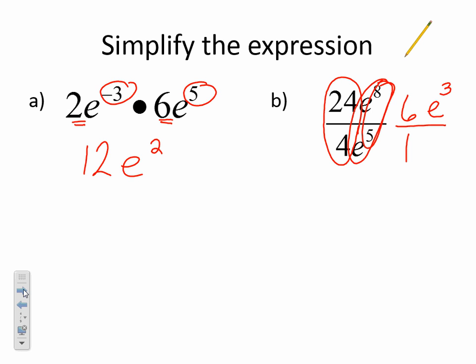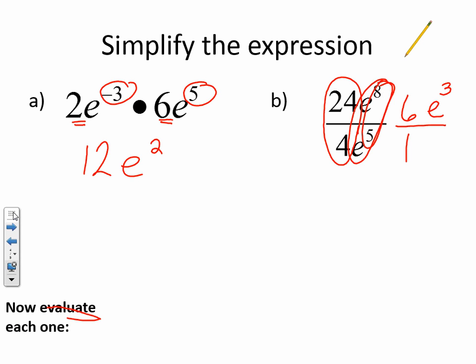So like I said, these are our simplified versions, but let's say we actually have to evaluate or find an actual value for them. So now if we were to evaluate each one, could we actually get a value for it? And the answer is yes. Remember, e stands for about 2.71.